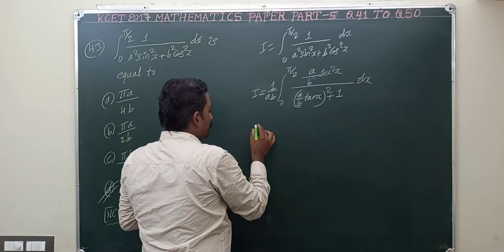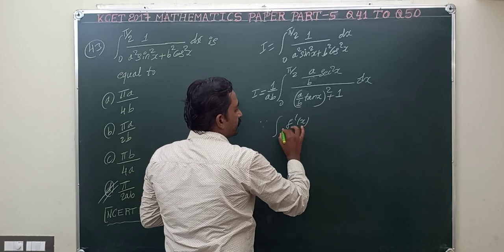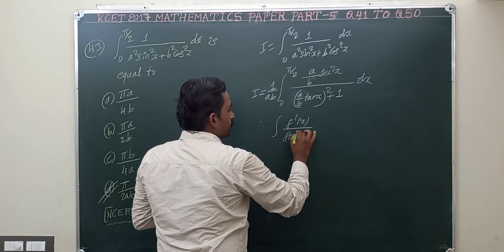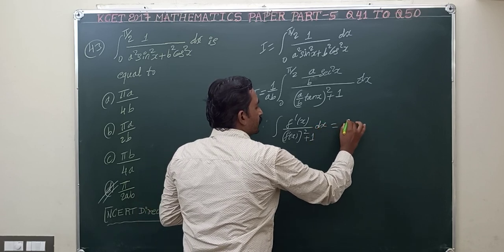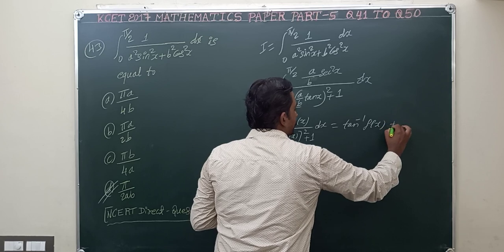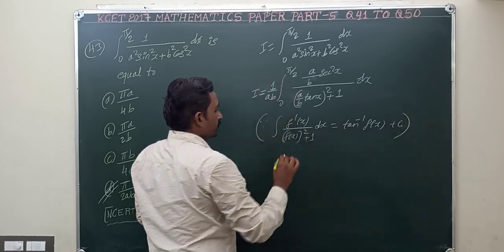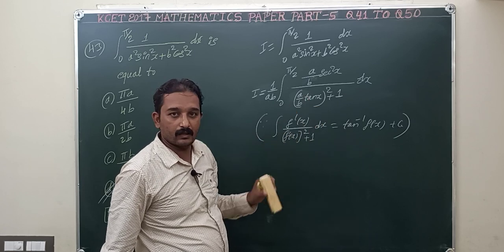Now it is in the form of the integration of f dash of x divided by (f of x) whole square plus 1 with respect to x, which is equal to tan inverse of f of x plus c, indefinite integration. Using this shortcut method, we can directly write the answer of this question.